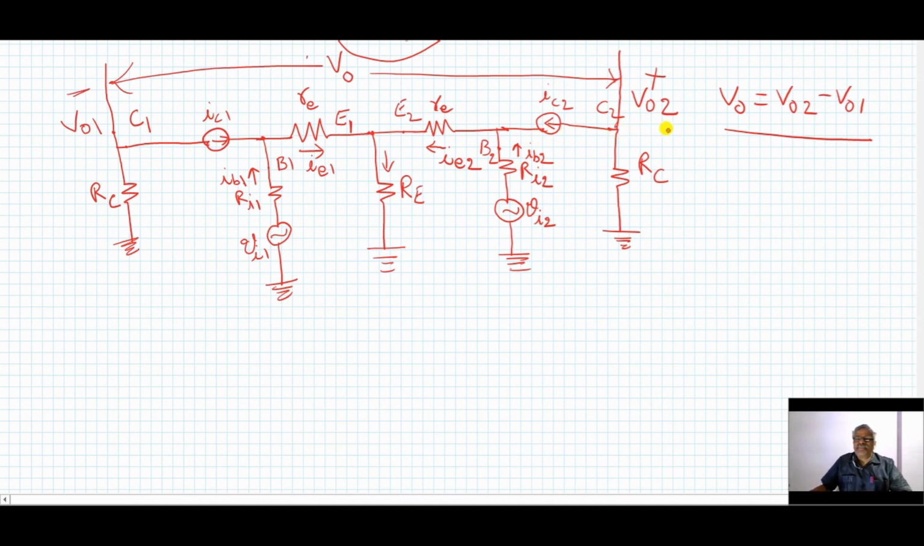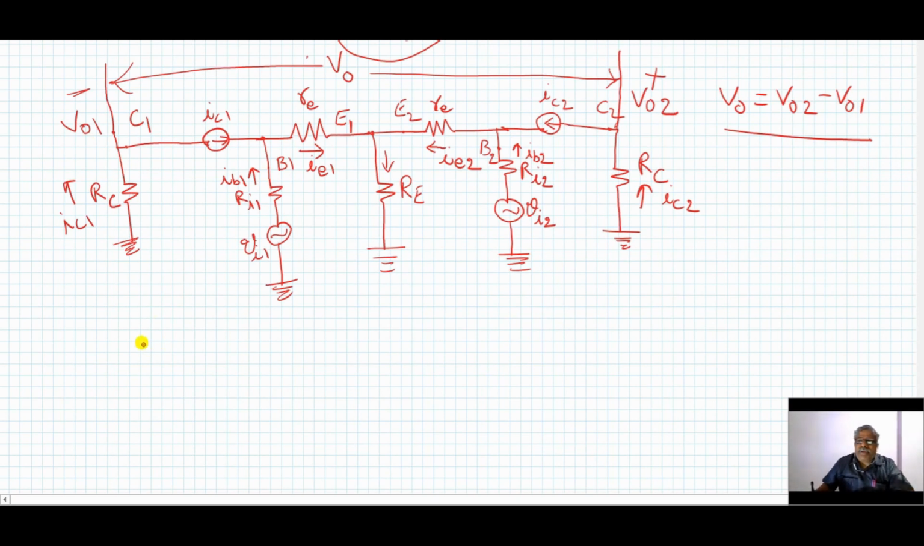So what is V02? The drop across RC. What is the current through this? That is in this direction. This is IC2, and through this RC current is in this direction. It is IC1. So here we are taking positive. If the current is in opposite direction, then it will be correct. So here V02 will be equal to minus IC2 RC. And what is V01? We are taking here negative, so the other side it should be positive. So that is in this direction, in the opposite direction.